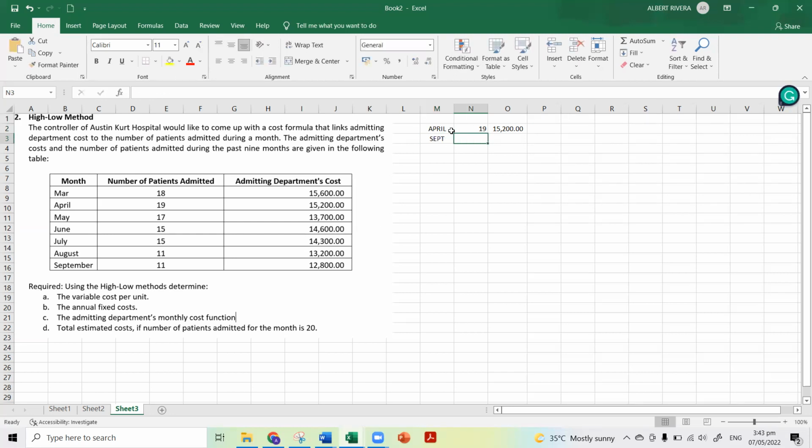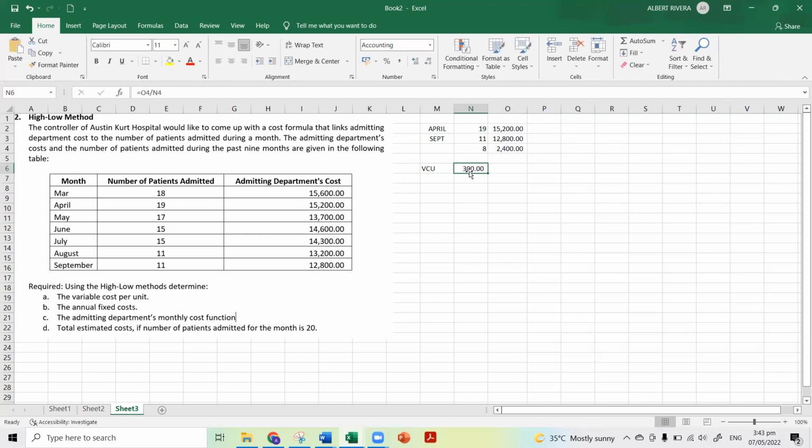Yan. 11 and with the cost of 12,800. Okay? So this is now 15,200 minus 12,800. And this is 19 minus 11. Yan. Yan yung difference. Bakit natin kailangan yan? Kasi class, yan ang kakailanganin natin to determine the variable cost per unit or the B. The variable cost per unit is 2,400 divided by 8 and that is the variable cost per unit.